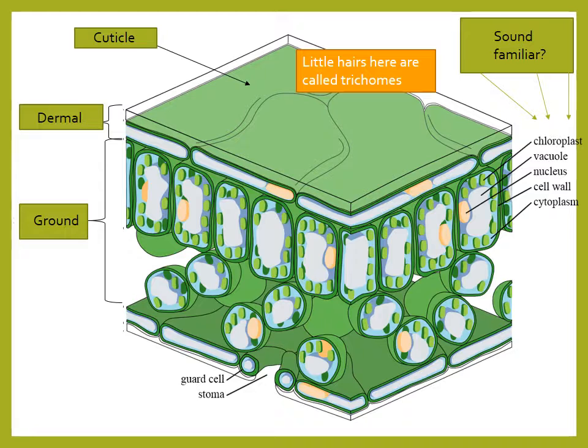You can see down here on the bottom when we were talking about those very specialized cells. They're called guard cells and stoma. Those guard cells and stoma are going to be really important for moving gases and water in and out of plants.